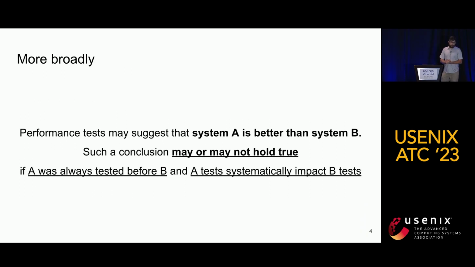So here it is. It's possible that an experimenter runs some tests and learns that system A is better than system B with respect to a particular performance metric. It could be a runtime, latency, bandwidth, or a similar metric. Well, it turns out that it may or may not hold true if the following holds: if A was always tested before B and A tests systematically impact B tests. Clearly, that's a problem here. This is a flawed setting, and we need to be careful not to follow this sequence.